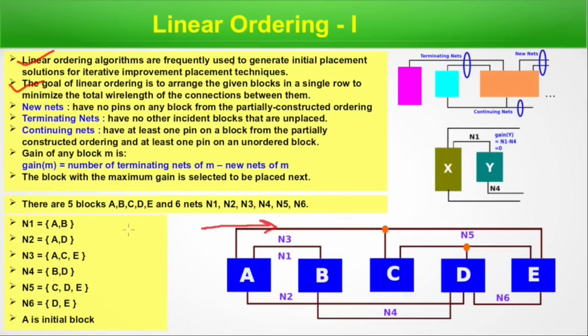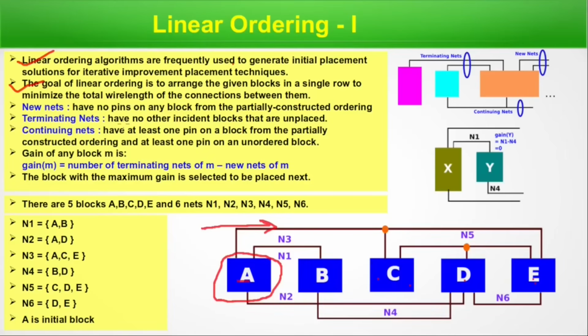There are 5 blocks A, B, C, D, E and 6 nets: N1, N2, N3, N4, N5, N6. This is the original design. Here N1 is connected with A and B. N2 is connected with A and D. N3, A, C and E. N4 is B and D. N5 is C, D and E. And N6 is D and E. A is our initial block. So let's start.